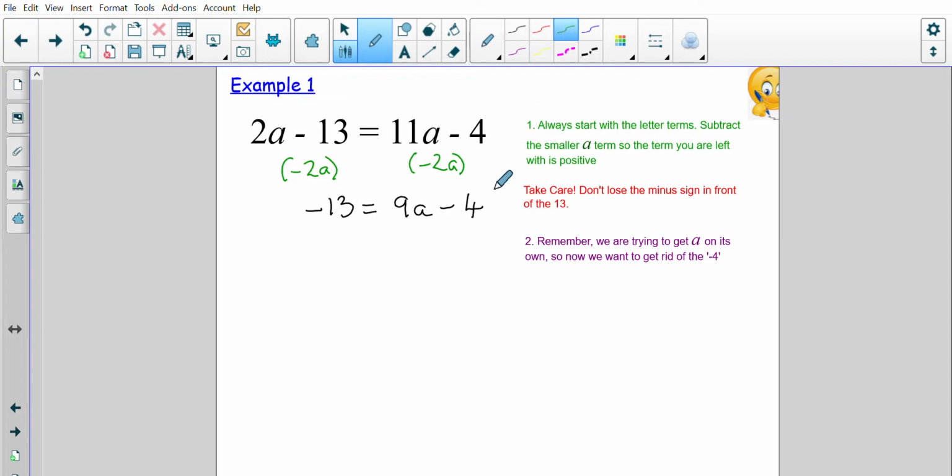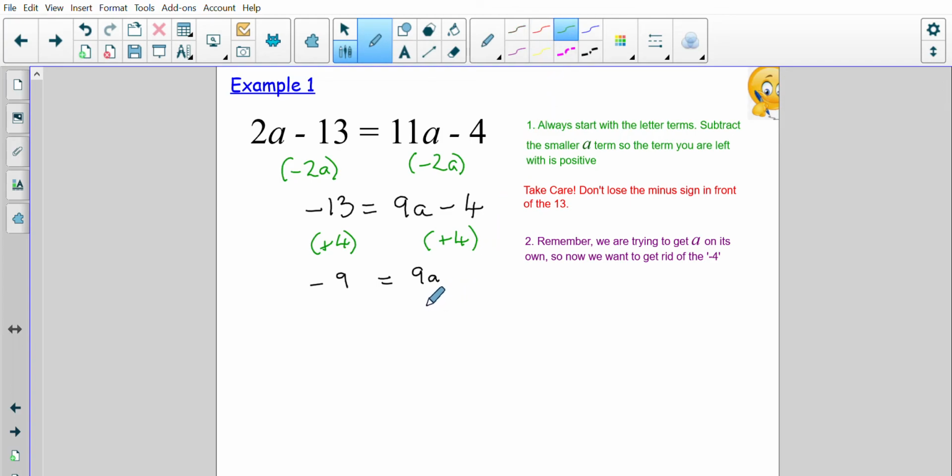So our aim still is to get the a term on its own. So now I want to get rid of that subtract 4 by adding 4 to both sides. On my next line of working, on my right hand side, that's going to give me 9a because that's got rid of the minus 4. On the left hand side, minus 13 plus 4 is, think about your number line in your head to do this one. Start at minus 13 plus 4, so move to the right 4, so we get minus 9.